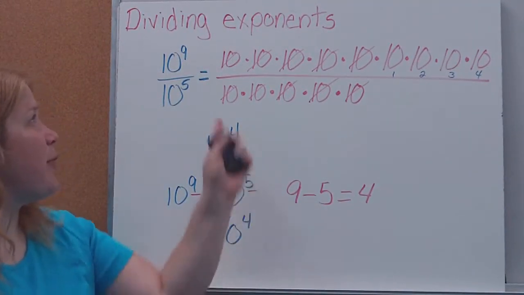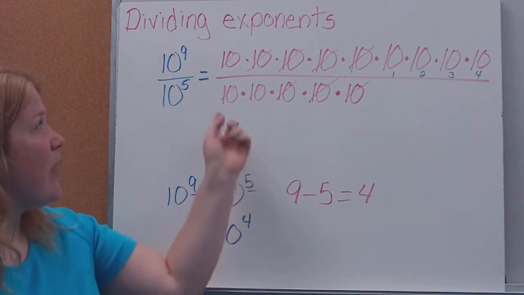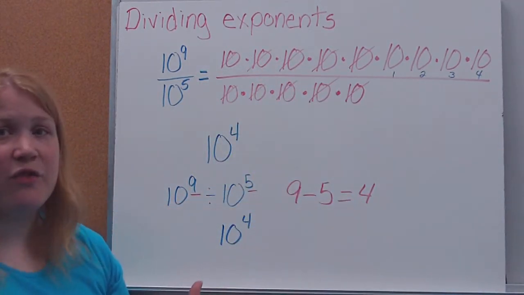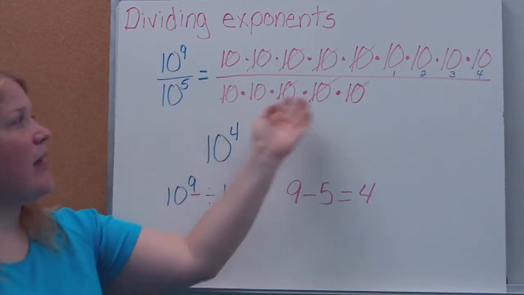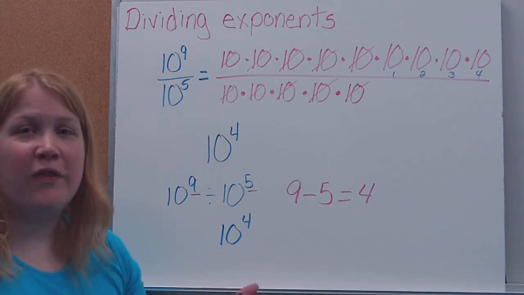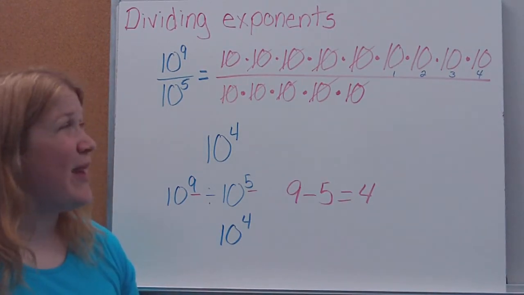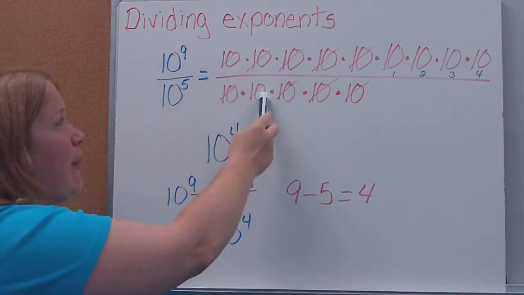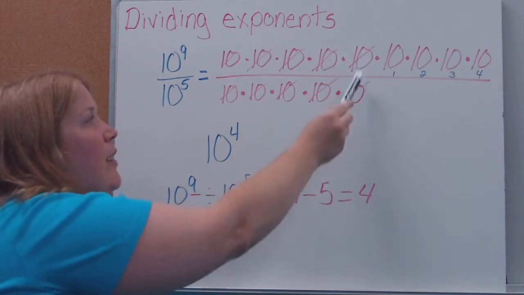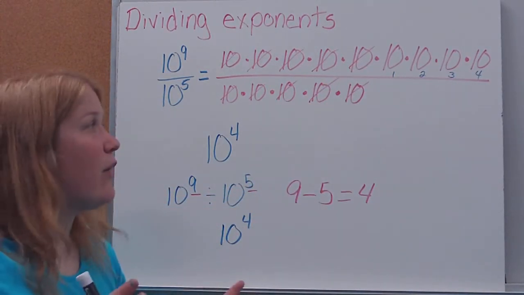So here we're dividing exponents. I have 10 to the 9th divided by 10 to the 5th. Again, I gave it to you in the factor form. I wrote them all out. I have 9 10s on top, and I have 5 on the bottom. If you'll recall, anything divided by itself gives me 1, so it's going to cancel out. Wherever I had them on top of each other, I just crossed them out, because that divided by itself is going to give me 1 and go away.